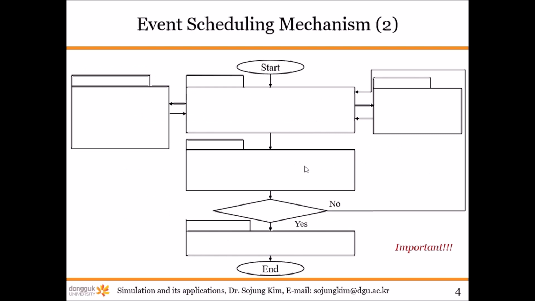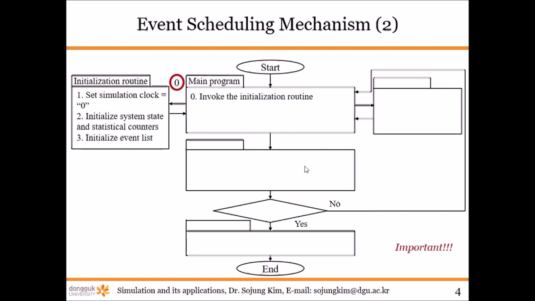Good. And here's the event scheduling mechanism. So in Arena, we have a main program. Initially, we have an initialization routine, right? The initialization routine has these functions. First, set the simulation clock to 0, and then initialize the system state and statistical counters, in other words, make them 0, and initialize the event list. And next, invoke the timing routine.